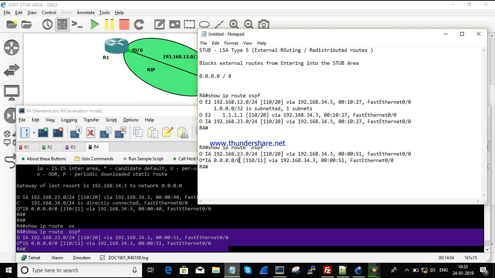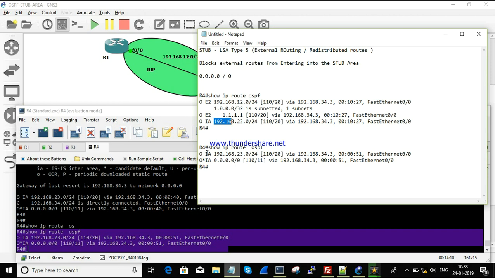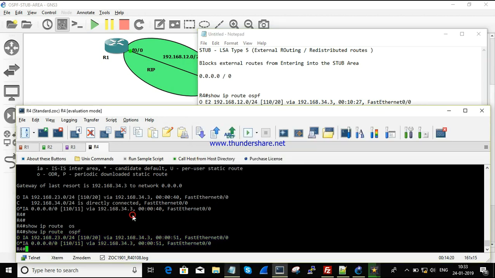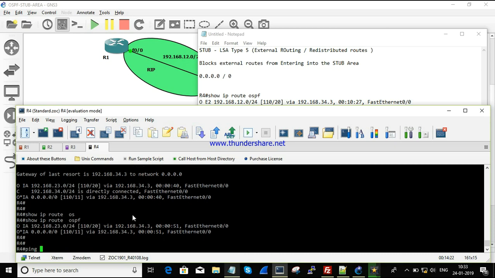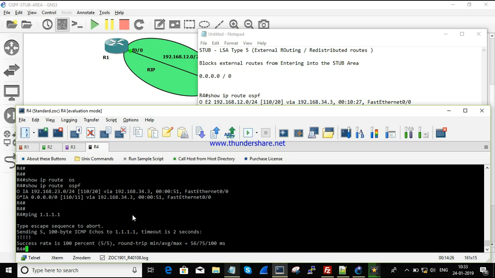But after configuring a stub, you don't see any sort of external routes. You can see only this 23.0 network and a default route. Okay, this is the output we are getting. But we should check whether we have reachability to a particular network. Let's check it there. We can still reach a particular network by using the default route. So this is how a stub works.